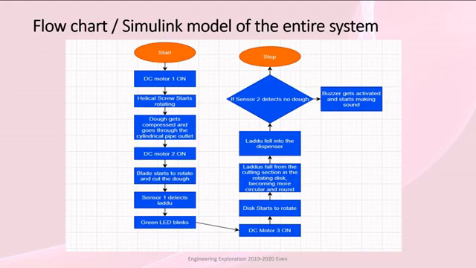This is a flowchart of the entire system. So it starts with the DC motors. DC motor 1 gets on, and the helical screw starts rotating. The dough we put in gets compressed by the helical screw and goes through the cylindrical pipe outlet to the cutting section.